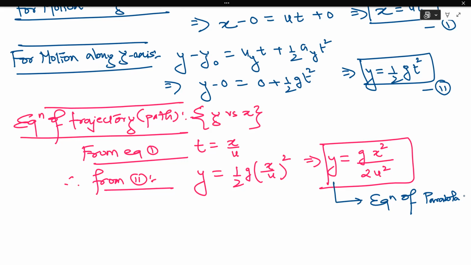Whenever y is proportional to x square, what kind of graph is formed? Parabola. So we can say that the path will be a parabolic path. This shape, this curve that formed, this curve is known as a parabola. Okay sir?